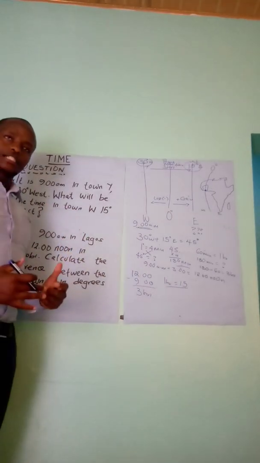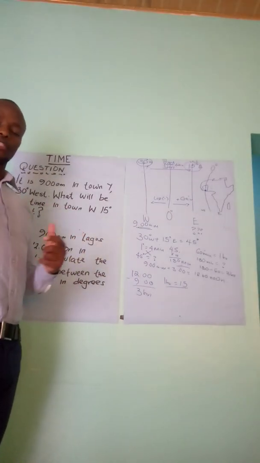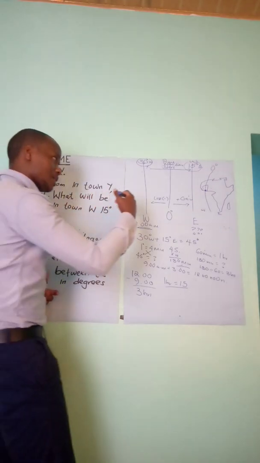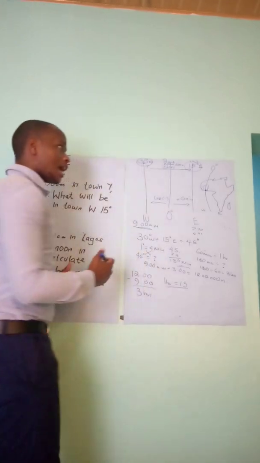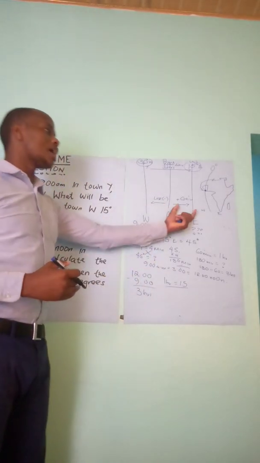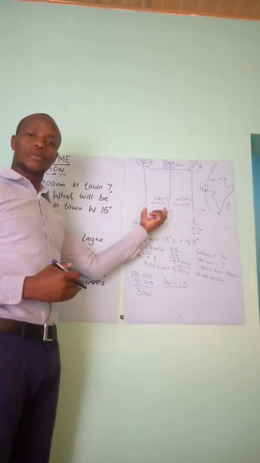From our knowledge of longitude and rotation, we know that when we are going towards the east, we gain time, and when we are going towards the west, we lose time. It means we add to the east, we minus to the west.